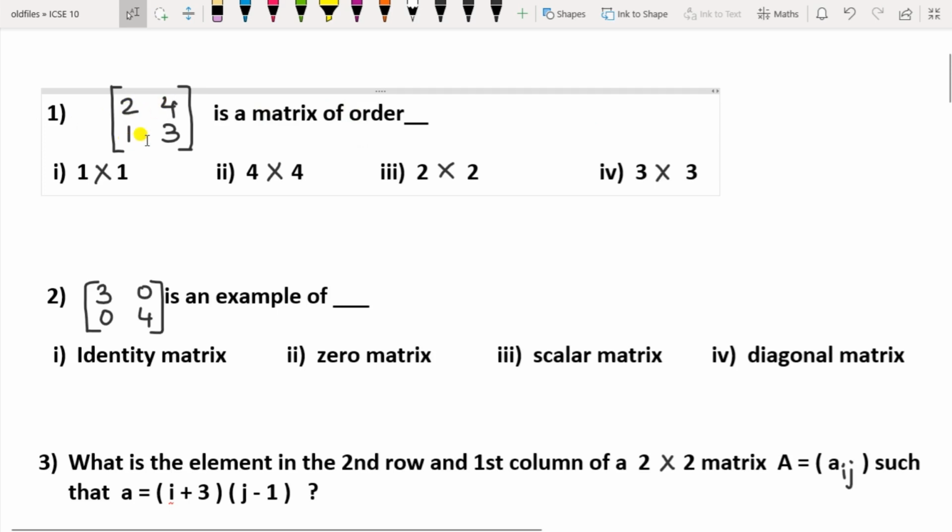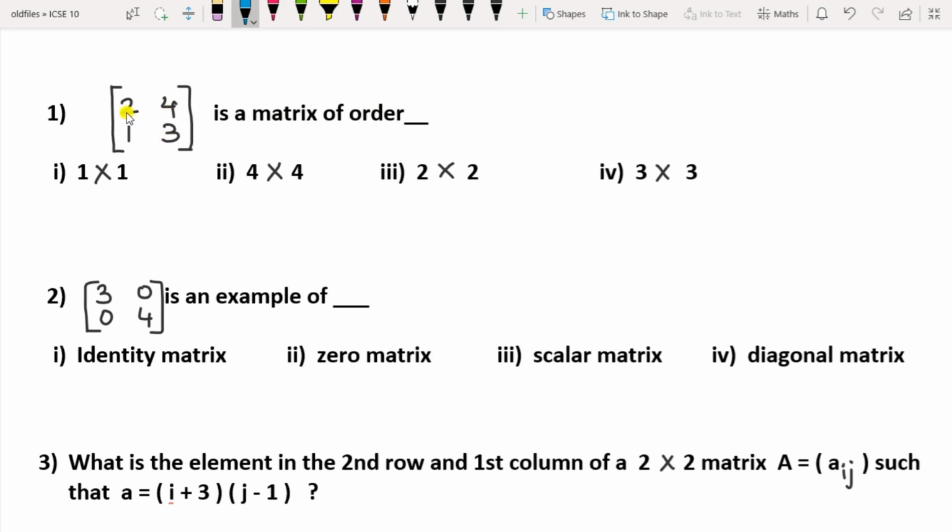Matrix 2, 4 and 1, 3 is a matrix of order? Here you have to see the rows and the columns. First you have to write the rows and then the column. The rows are 2 and the columns are also 2. So it is of order 2 by 2. The matrix is of order 2 by 2.